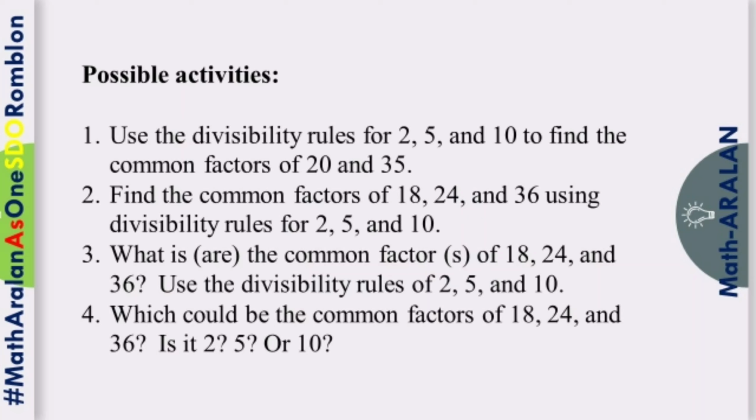Number 2, find the common factors of 18, 24, and 36 using divisibility rules for 2, 5, and 10. Number 3, what is or are the common factor or factors of 18, 24, and 36? Use the divisibility rules for 2, 5, and 10. Number 4, which could be the common factors of 18, 24, and 36? Is it 2? Is it 5? Or 10?